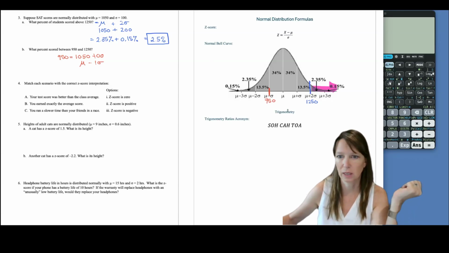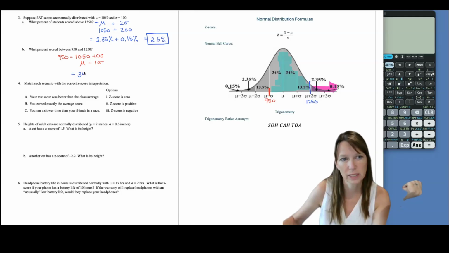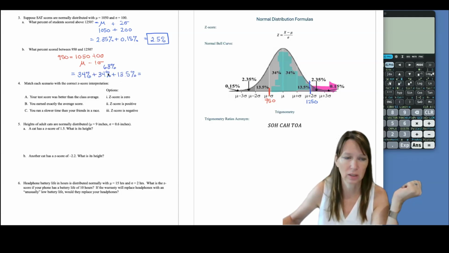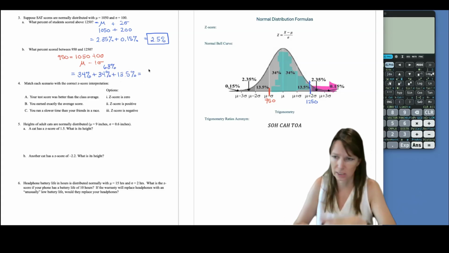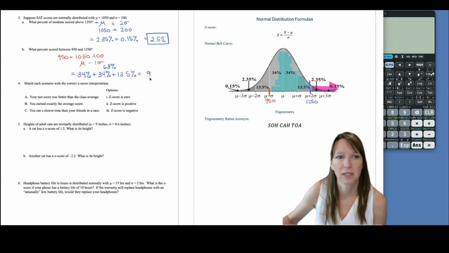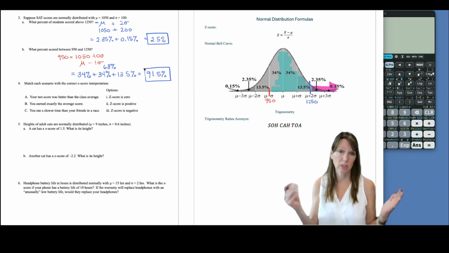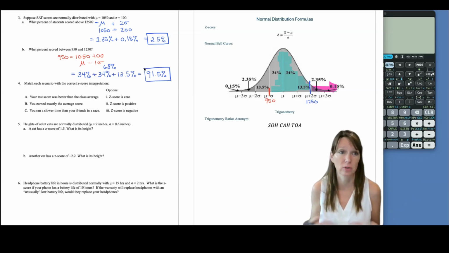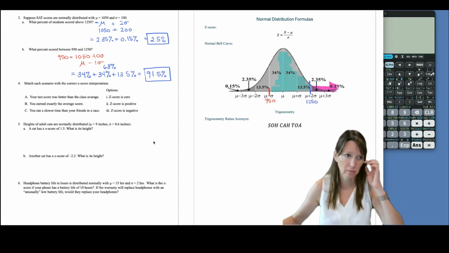So if we're looking in between those two, we would add up 34% twice, which is basically that 68% between the 1 standard deviations, plus 13.5%. If you need to, grab your calculator, but that ends up being 91.5. So that's a good chunk of students. Most students, 91.5% of students, will end up between those two scores.